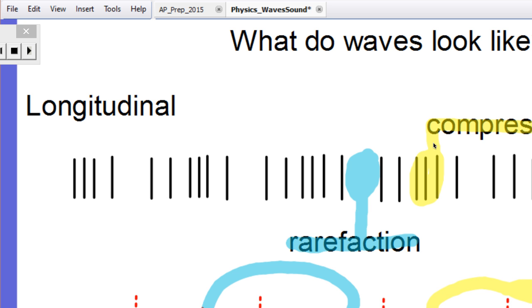Now, maybe you don't believe me. Maybe there's too many lines. It's hard to tell. Let me get rid of them. See? Closely packed together, spread apart, even though all they're doing is moving to the left and to the right.